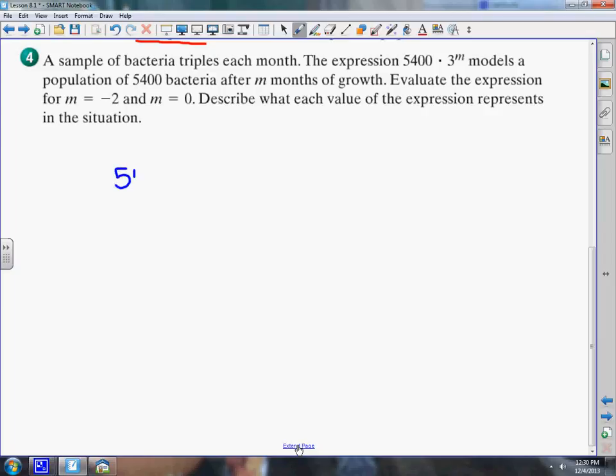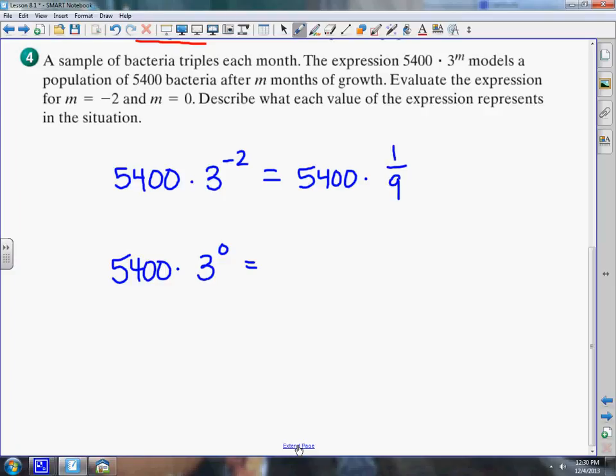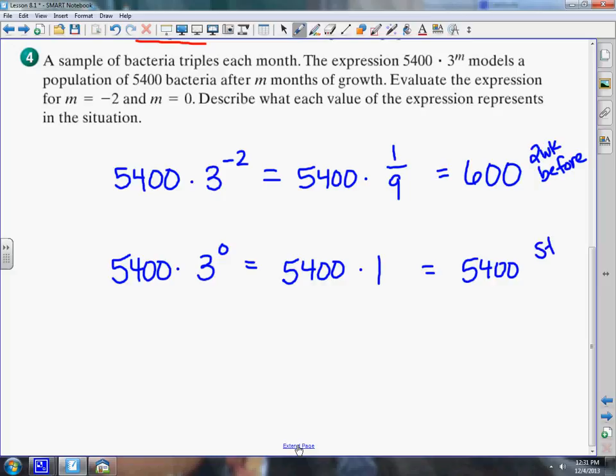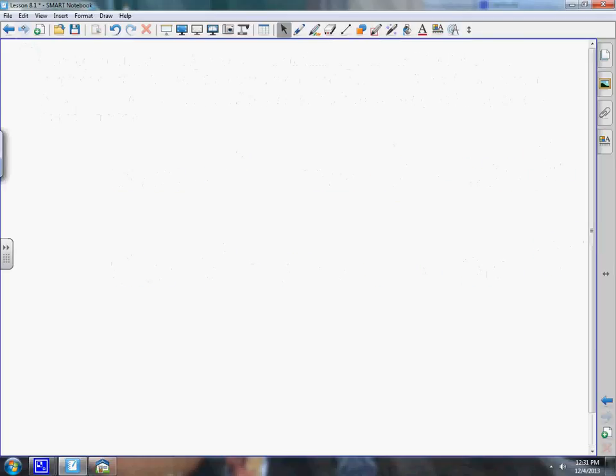So if I have 5,400 times 3 to the -2nd power, and then I have 5,400 times 3 to the 0. This is 3 to the -2, which is 1/9, because it would be 1 over 3 to the 2nd power, which is 1/9. So 5,400 times 1/9 equals 600. And this is just 5,400 times 1, which is 5,400. So this one is 2 months before, and this is at the start. This is how much you had at the start of your experiment. And that's it for your notes.